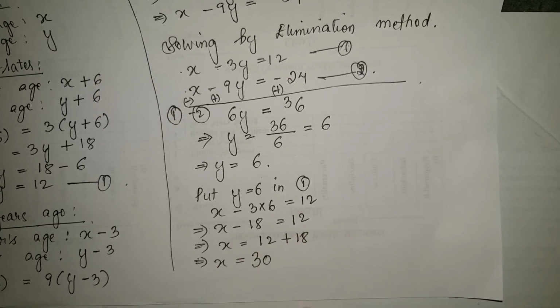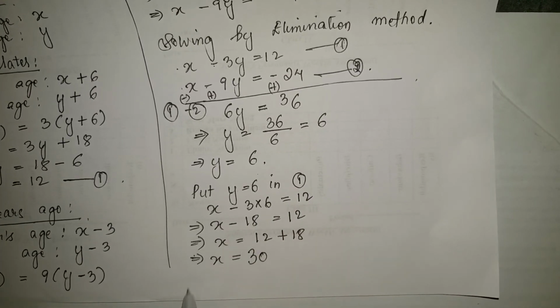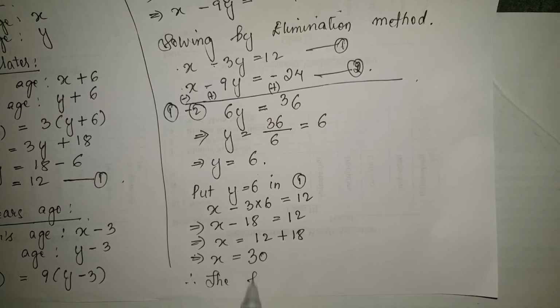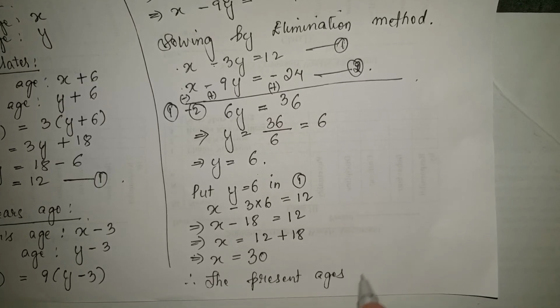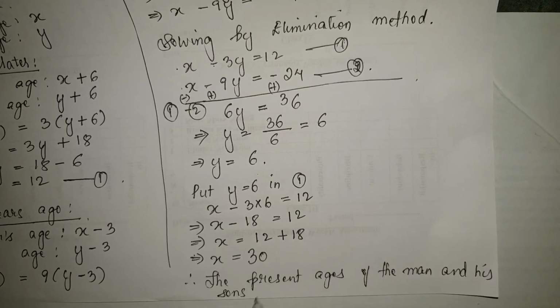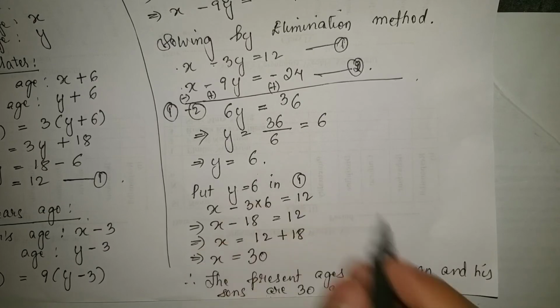So I'm getting the present ages of the father and the son. Therefore, the present ages of the man and his son are, for the man 30 and his son 6.